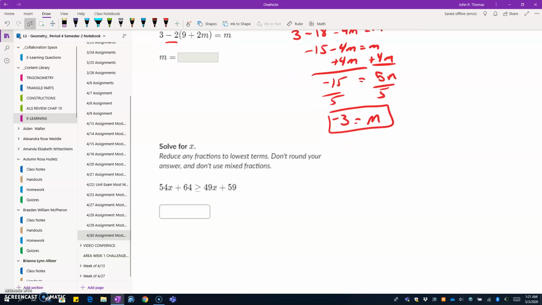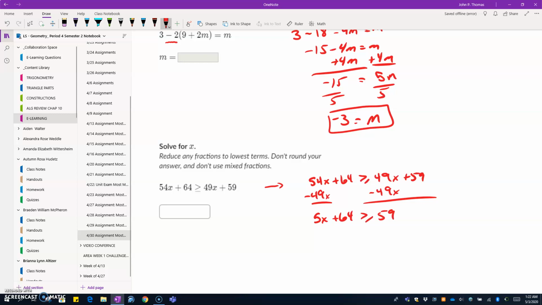Alright, now moving into the inequality work, that was kind of our next section here. This was the most missed inequality. Alright, so I've got 54x plus 64 is greater than or equal to 49x plus 59. So first thing I'm going to do is get the variable to the same side. So I'm going to subtract 49x from both sides. That takes me to a 5x plus 64 greater than or equal to 59.